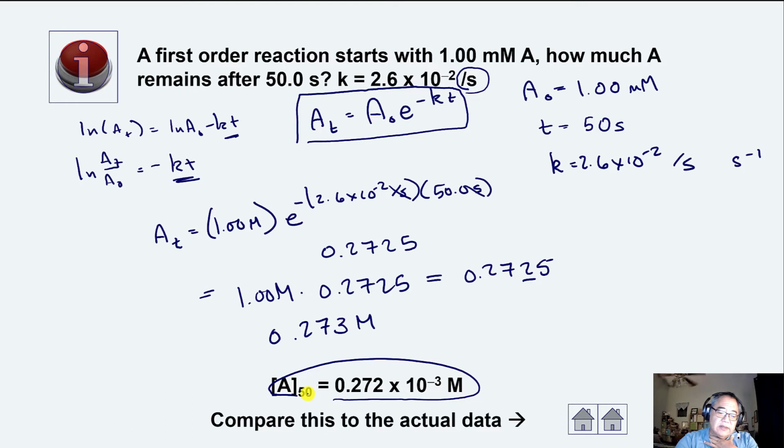That's the answer. Now, it says compare this to the actual data, and you should probably do that. You can go back to the first concentration time data in the slides and look to see what it was at 50 seconds. They're not exactly the same because the rate constants I measured were a little bit different, since I used an instantaneous rate and that one used an average rate. They will be a little different when you do that. Not a big deal, but I wanted to point that out to you.